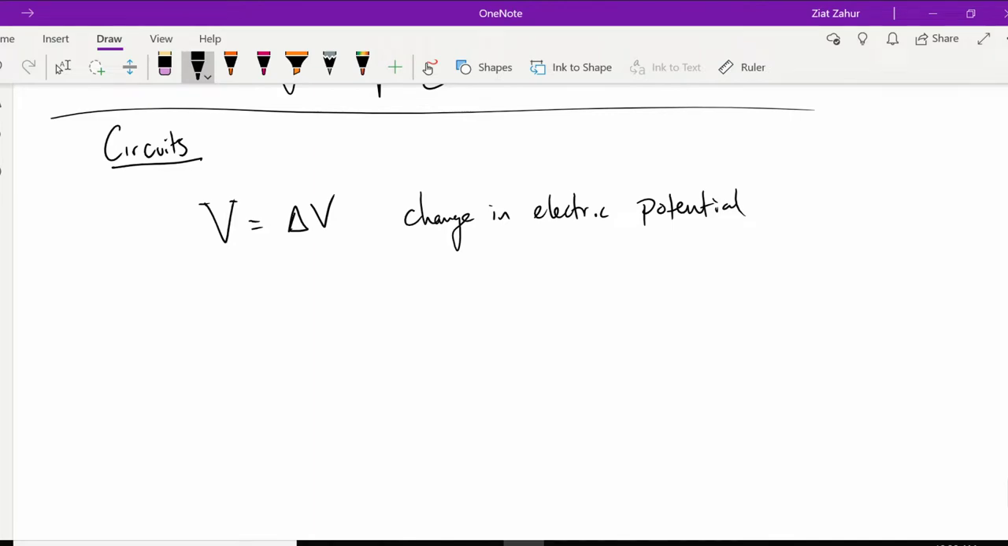Change in electric potential. And so essentially, in circuits, for the most part, it'll be your battery or your power source. And we'll talk about circuit symbols today as well. But anyway, the battery will provide you your difference in potential. And so you know that this dimple side is the positive end, and then the flat side is your negative end.